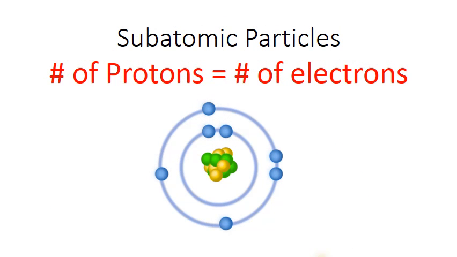Now, a regular atom does not have a charge. So it's not going to be positively charged or negatively charged, which means that the positively charged protons are going to equal the negatively charged electrons.